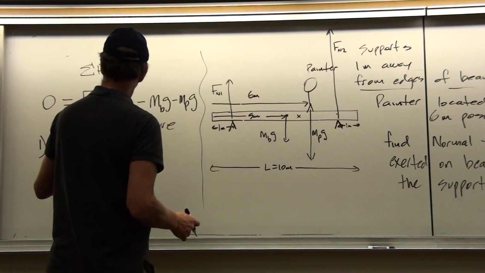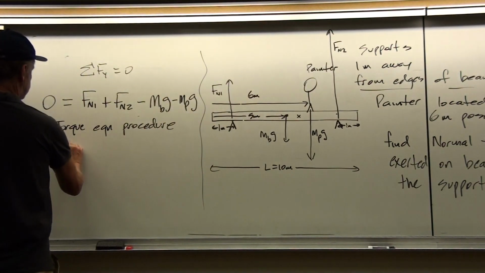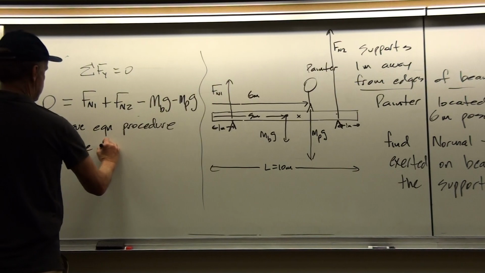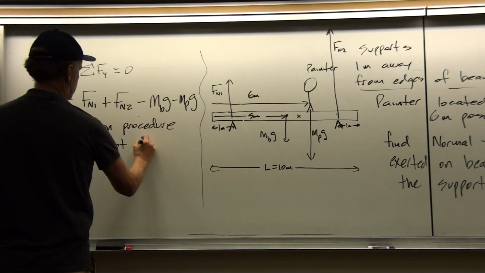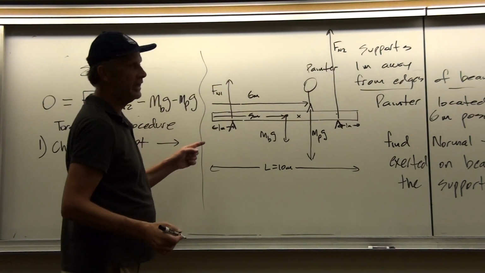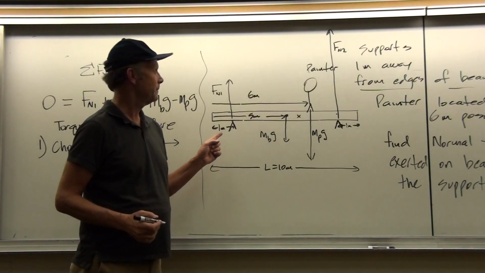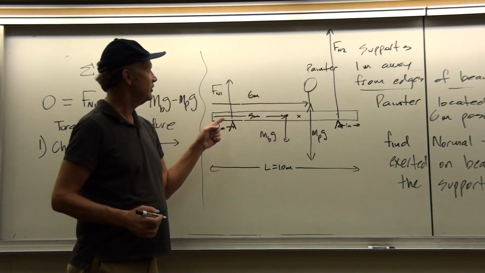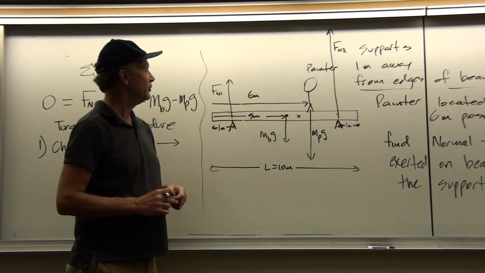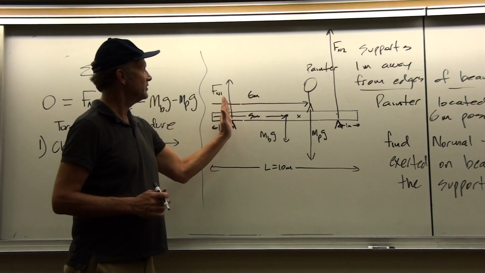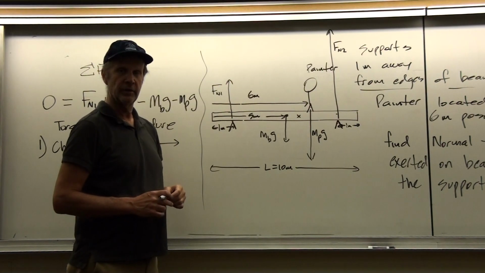And so when you choose a pivot point, choose it in such a way as to simplify your algebra. And so that means you should choose your pivot point so that it intersects with an unknown force.